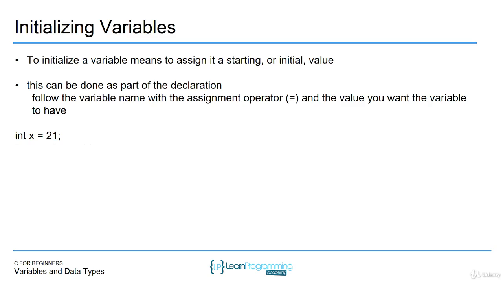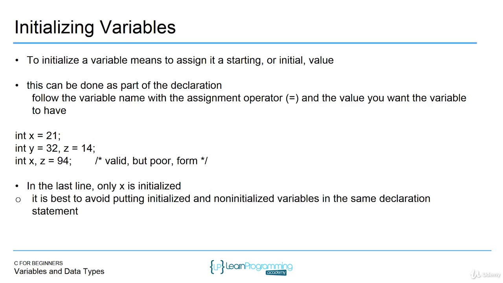And that's initialization. Another example, int y equals 32, z equals 14. We can do it on the same line, initialize 2 variables of the same type. Int x, z equals 94 is okay to do by the compiler, but in this case, you're not actually initializing both variables. You're only initializing x. So be careful when you use the comma for initialization because it's not going to do what you think it's going to do. X is only going to be initialized to 94. Z is not going to be initialized to any value, so it won't have anything. You can't initialize multiple variables in a single line with commas.